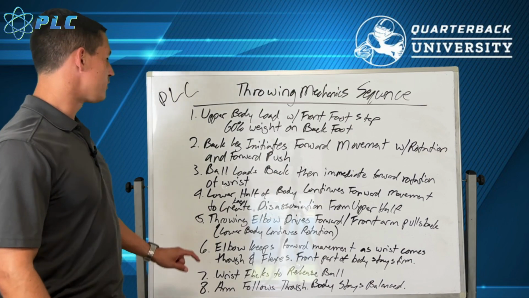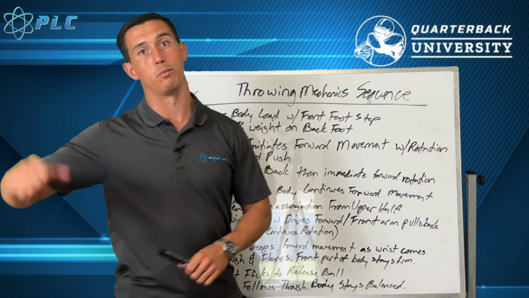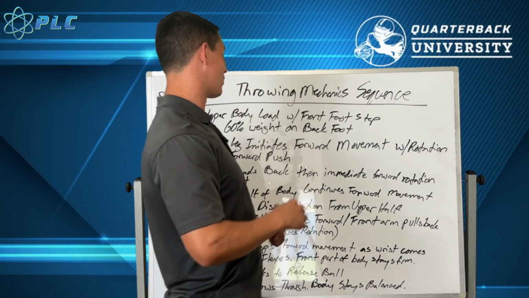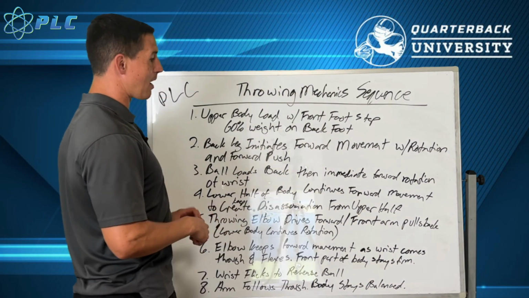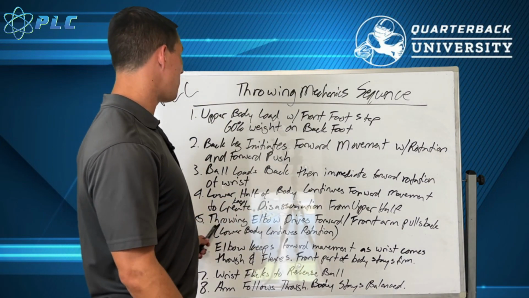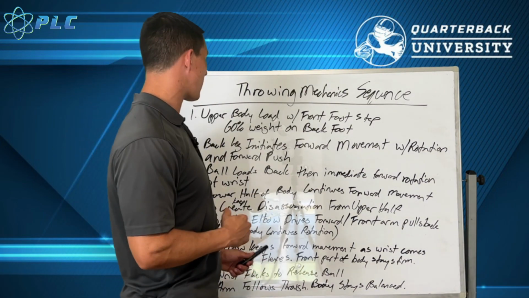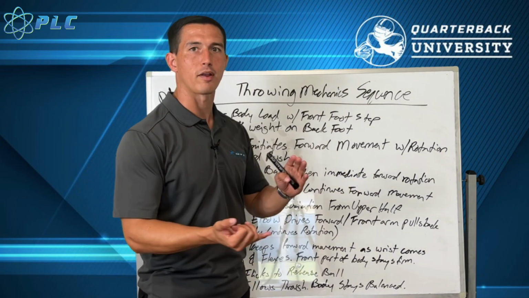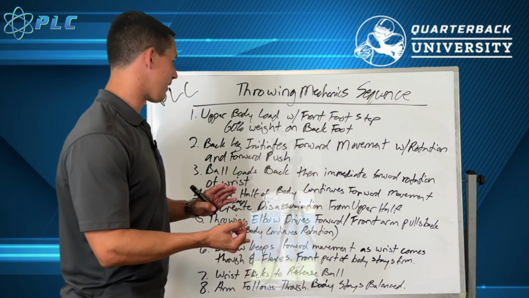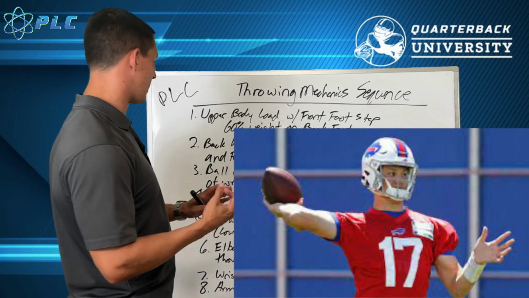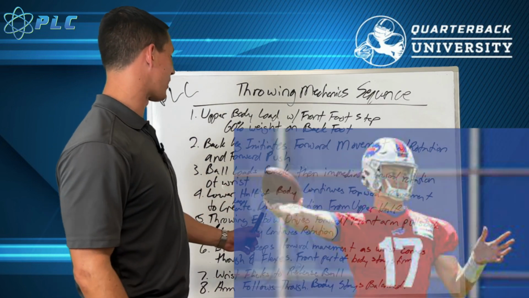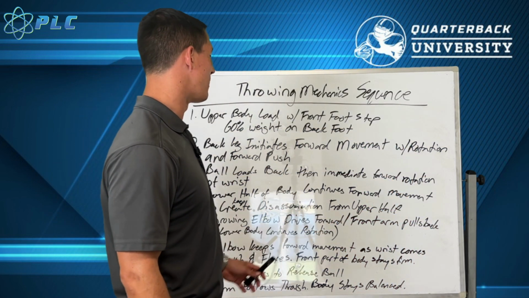Step number 5, the throwing elbow drives forward. So when the wrist is rotating, the elbow's coming through, the wrist is going to be a little bit behind the elbow at first, which is what creates that external rotation. We've seen some of the greats that have that, Patrick Mahomes, Josh Allen, just to name a few of the great guys that have a lot of extra rotation in their arm as they're going.